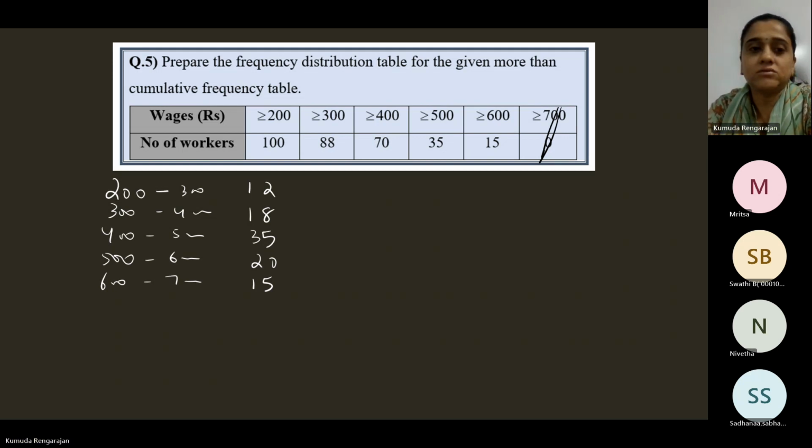All right. So this is how you convert. So this one is more than cumulative frequency table. That one is less than cumulative frequency table. Okay. So more than cumulative frequency table, less than cumulative frequency table. So the numbers given in these tables are not frequencies, they are cumulative frequencies.